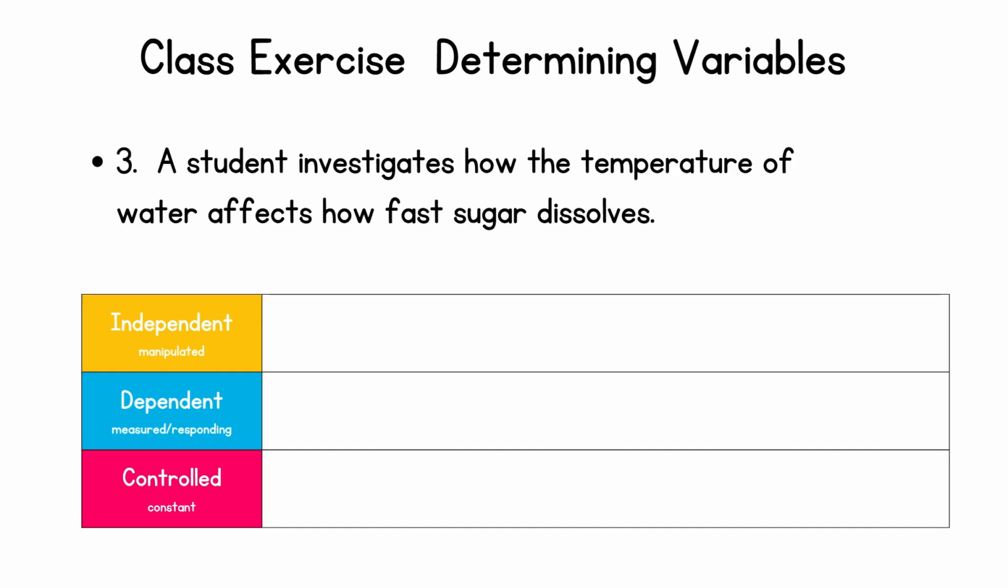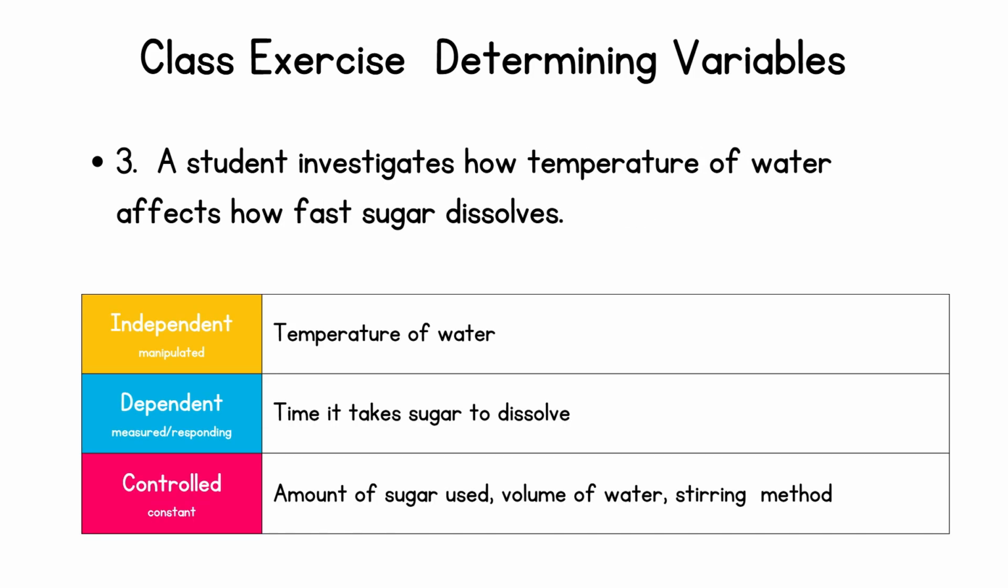A student investigates how the temperature of water affects how fast sugar dissolves. Come up with your independent, dependent, and controlled variable. Awesome. So we have the temperature of the water being the independent variable. Then we have the time it takes sugar to dissolve, which is the dependent variable. And then we have the controlled variable being the amount of sugar used, the volume of water, or the stirring method.